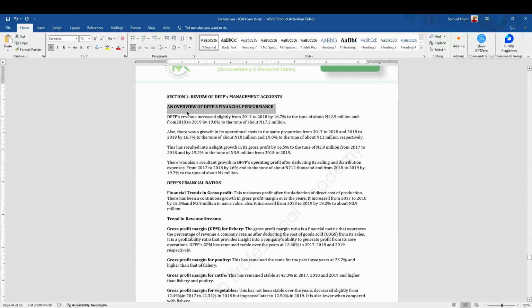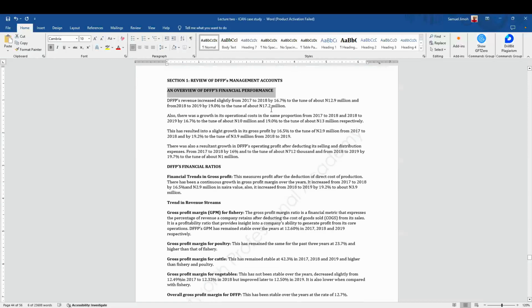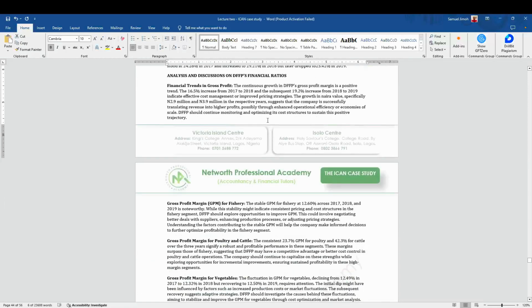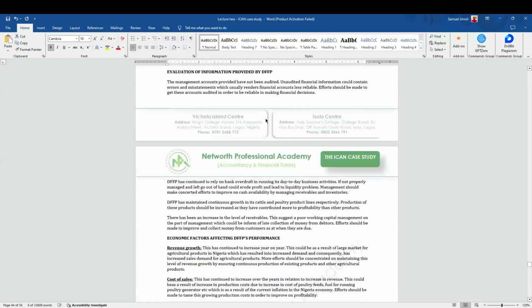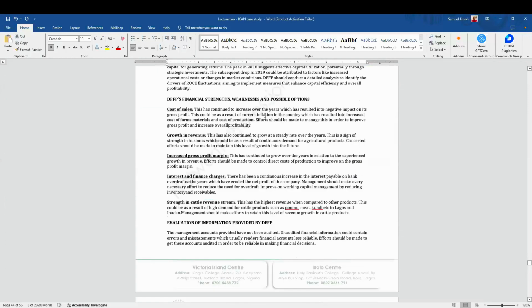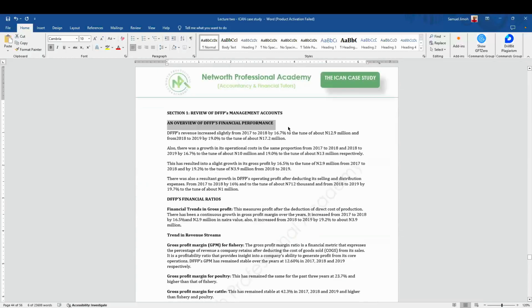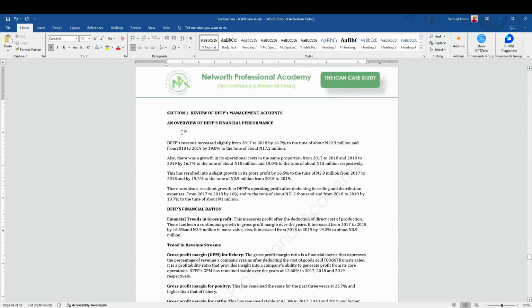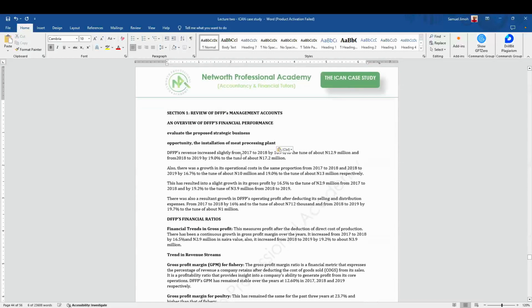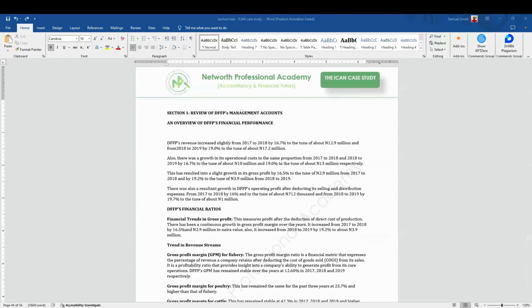Now, remember that the requirement asks us to review the management account, and before we can write here, that means we have to prepare our appendix, right? So the requirement says that we should... Can I paste the requirement again? Okay, let me try to paste it.